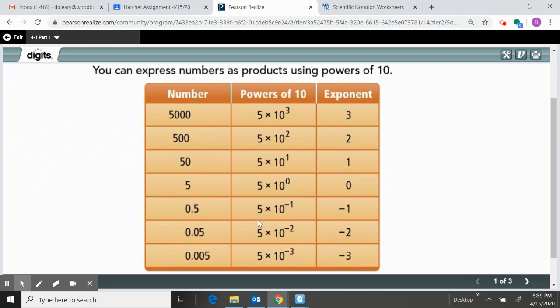Now let's skip down to these negative exponents. And I want you to notice that a negative exponent does not mean that the answer is negative. So these answers are not negative. 5 times 10 to the negative first power, the exponent is negative 1, is 0.5.